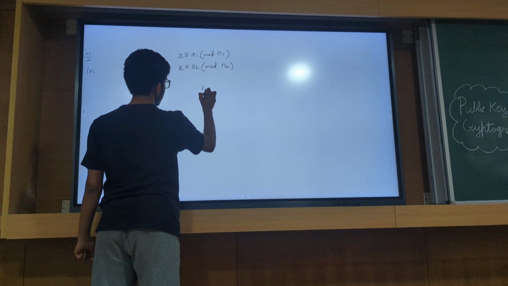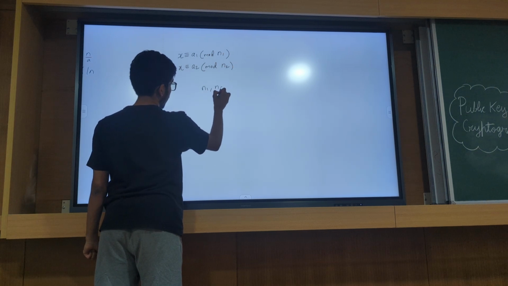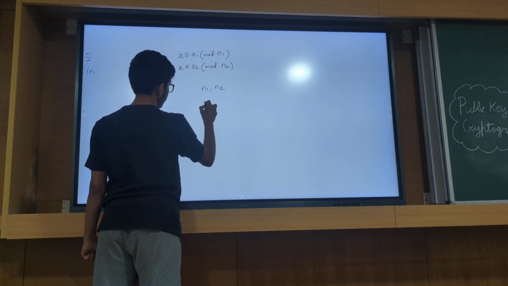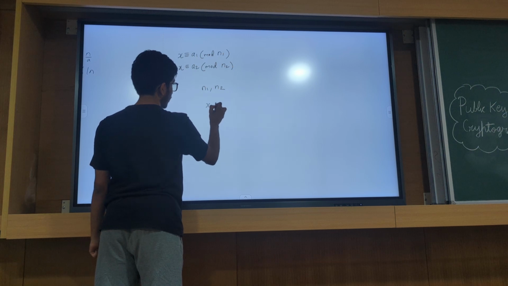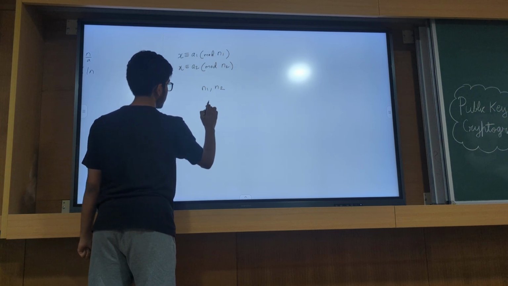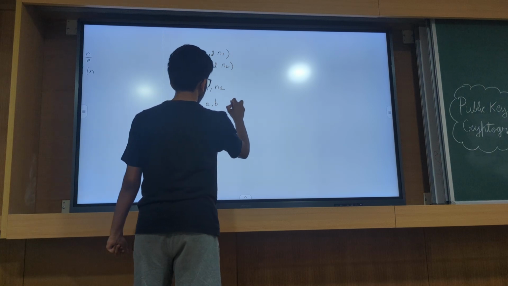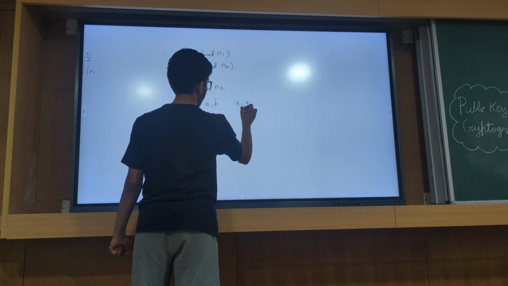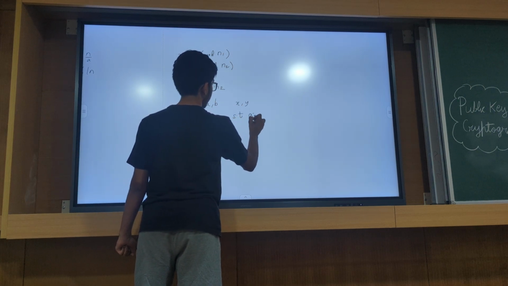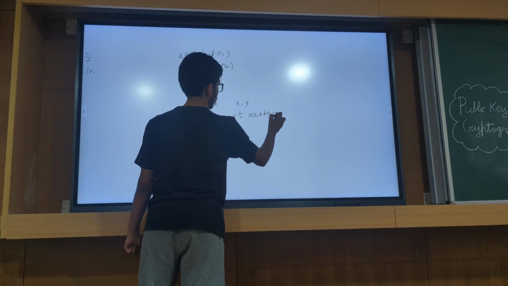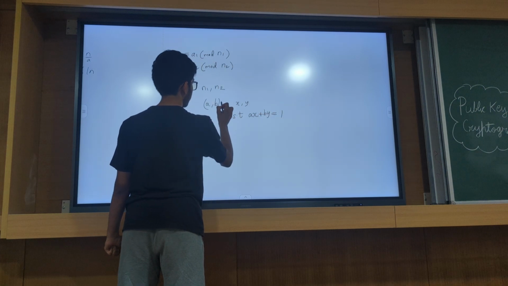You know that whenever two numbers are co-prime, there will exist coefficients. Let's say a and b are co-prime. Then you would have learned in school or college that there will exist coefficients x comma y such that a into x plus b into y equals 1, if a and b are co-prime.